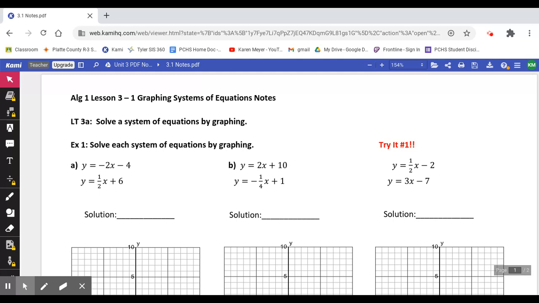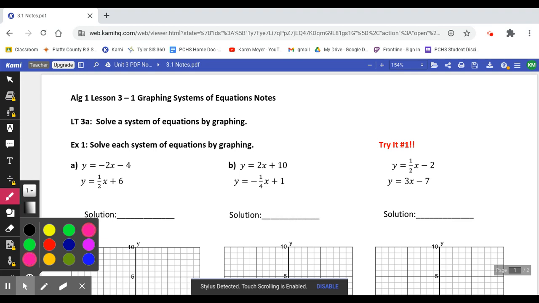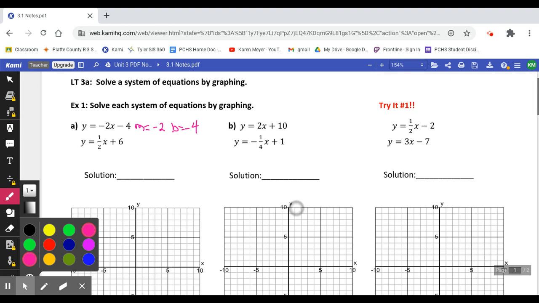So if you look at our first example, it says y equals negative 2x minus 4 and y equals 1/2 x plus 6. So you've got to remember slope-intercept form, which hopefully everybody remembers. That is y equals mx plus b. So on our first line, I'm going to do that in the color pink. The slope is negative 2, and the y-intercept is negative 4.